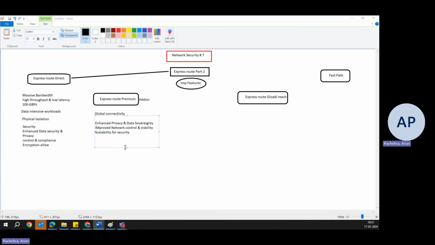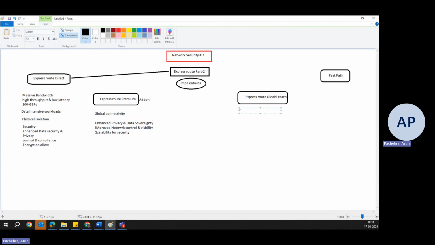So let's conclude by stating that the ExpressRoute Premium add-on is an essential service for enterprises with advanced networking needs, offering enhanced global connectivity, scalability, and control. By expanding the capabilities of the standard ExpressRoute service, the premium add-on ensures that organizations can maintain a secure, efficient, and compliant network architecture as they grow and expand globally. Okay, so that's all about the premium add-on.